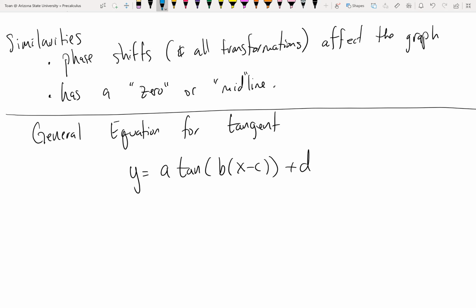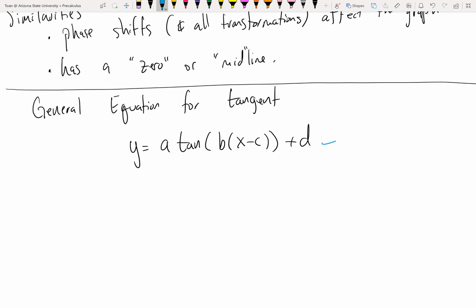The parts will be slightly different, but they're basically the same. D is the midline. Again, I'm putting the midline in quotes because it really isn't. There's no such thing. Y equals D, but I'm going to use it to help me graph. C is still our phase shift, which is a fancy trig way of saying left or right. And B affects the period.